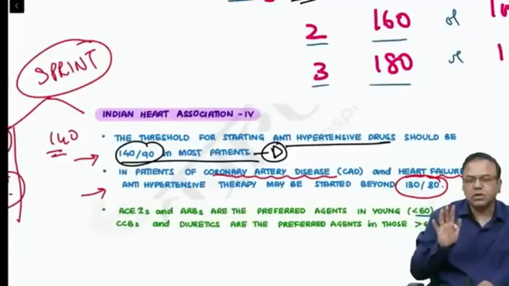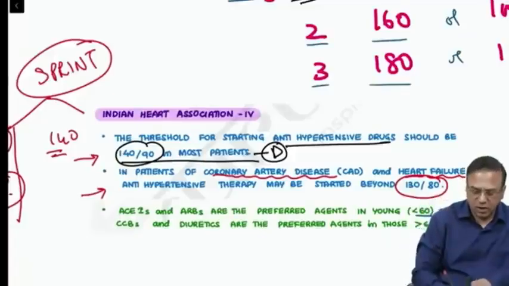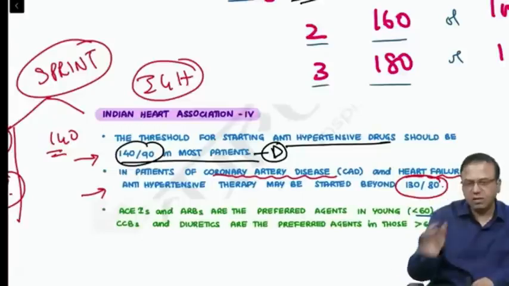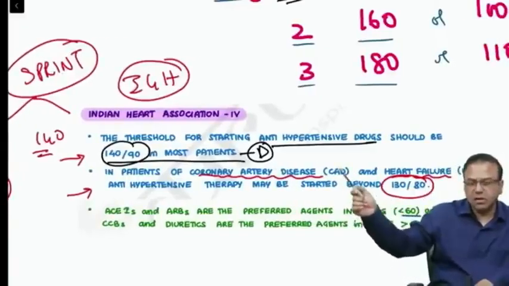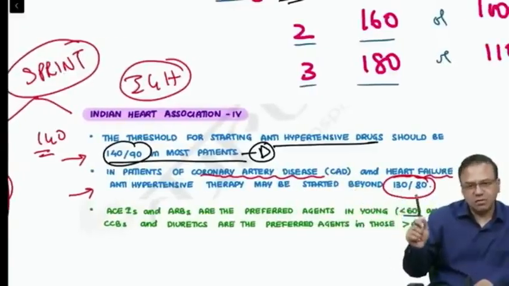Indian association guidelines are what are to be followed. So Indian guidelines for hypertension you should follow. Don't follow European, don't follow American, don't follow anybody. Just remember Indian guidelines. What do the Indian guidelines say? 140/90. You start earlier, at 130/80, if ischemic heart disease or heart failure is there.